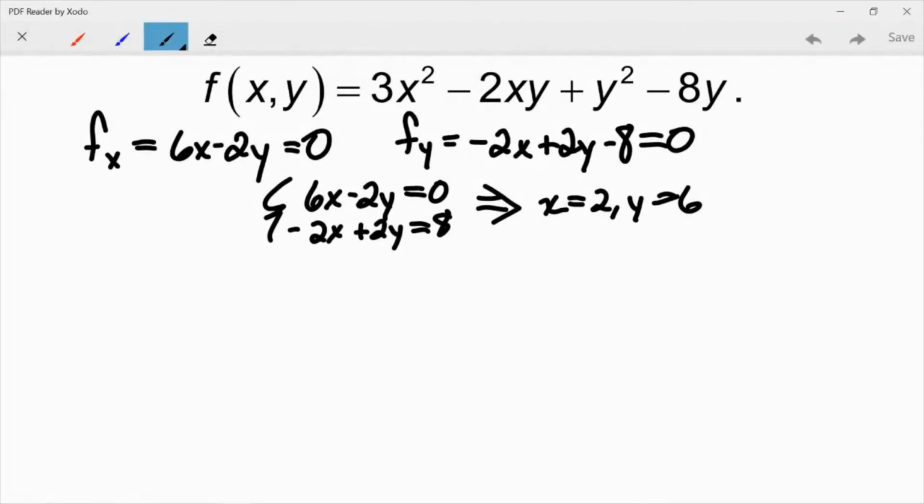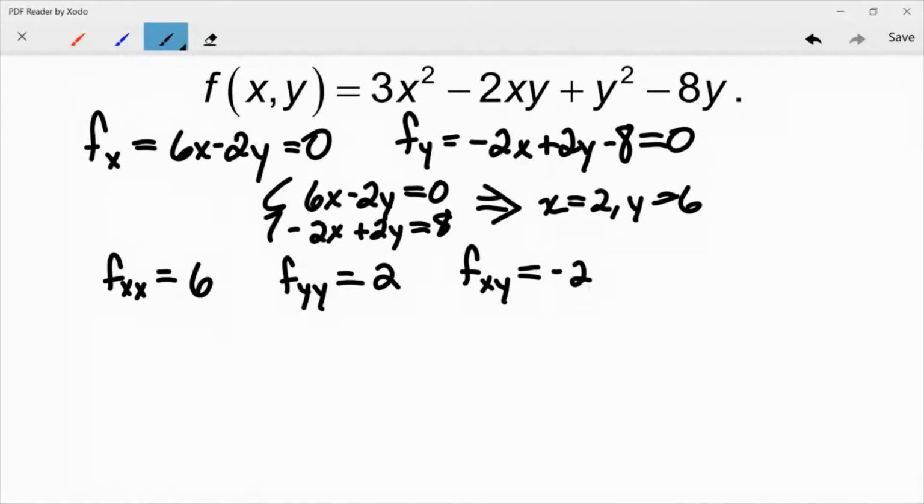Okay, so now we need to look at our second partials. If I look at my second x partial, I'm going to get 6. If I look at my second y partial, I know I'm going to get 2. And then remember, since we've got a polynomial equation here, my mixed partials are going to be the same. So it doesn't really matter if I get xy or yx. I'm just going to get xy, and when I do that, I'm going to end up with negative 2.